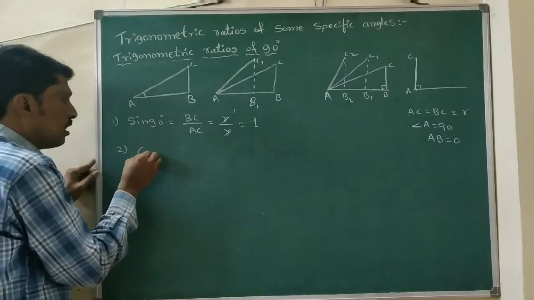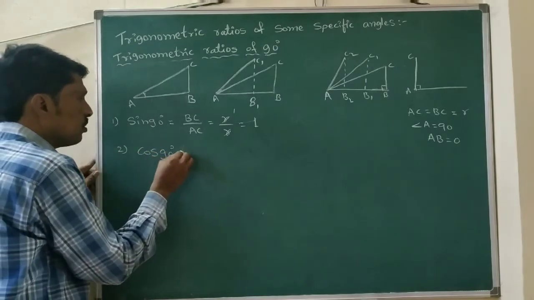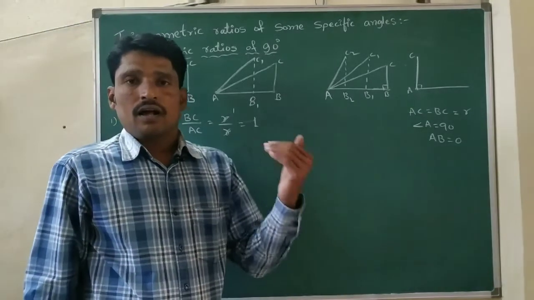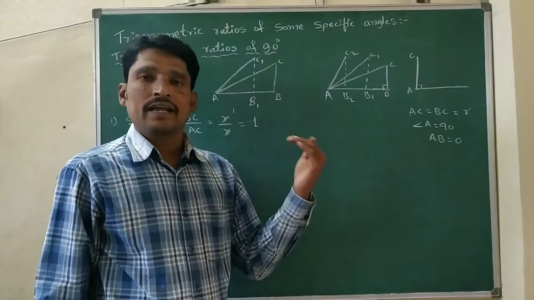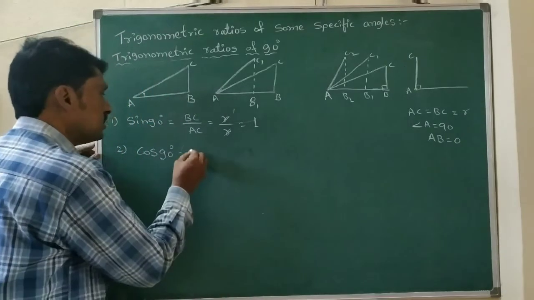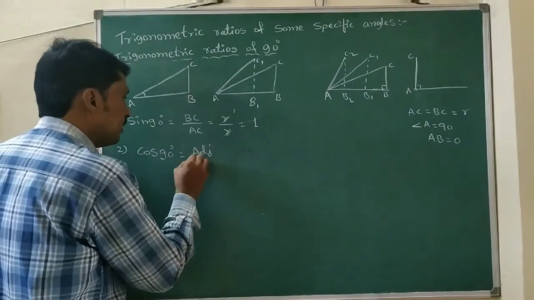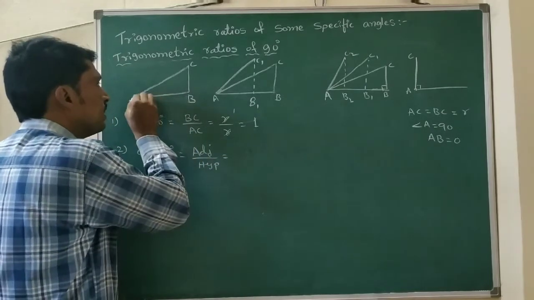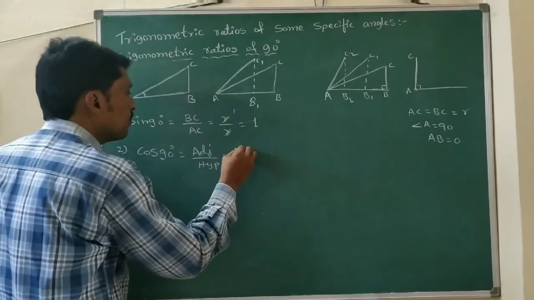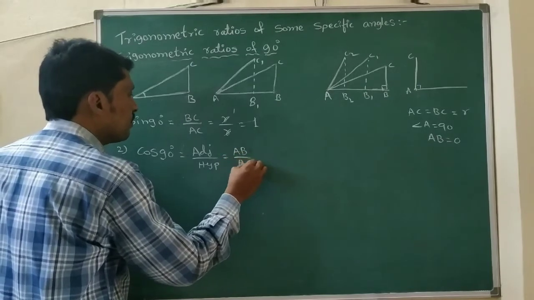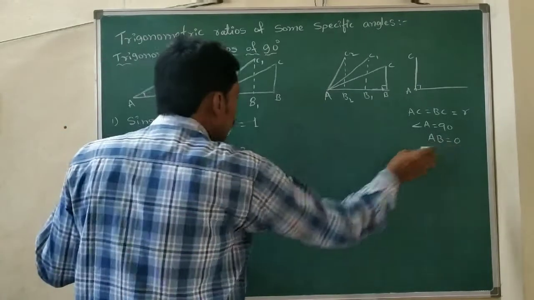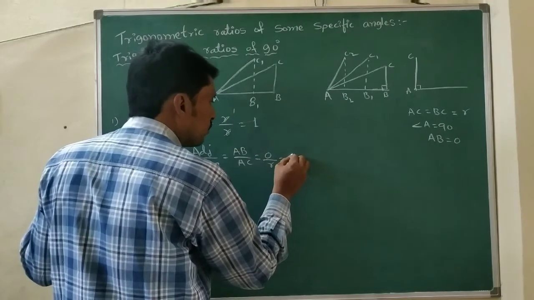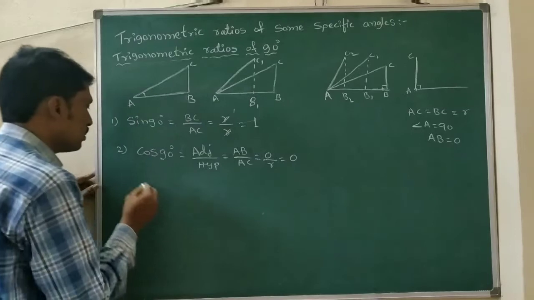Next, cos 90. What is cos? Cos is adjacent side to the angle by hypotenuse. The adjacent side is AB, and the hypotenuse is AC. So AB value is 0 and AC value is R. 0 by R, that value we get is 0.